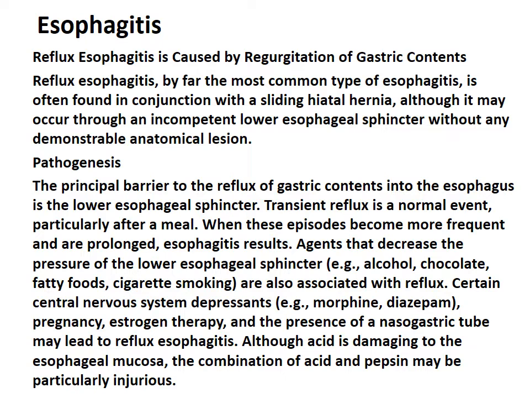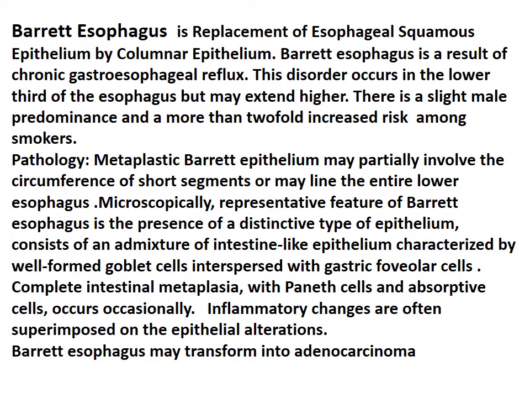Certain central nervous system depressants like morphine, diazepam, or Valium, pregnancy, estrogen therapy, and the presence of an NG tube may also lead to reflux esophagitis. Although acid is damaging to the esophageal mucosa, the combination of acid and pepsin may be particularly injurious, meaning it may cause ulceration and inflammation.